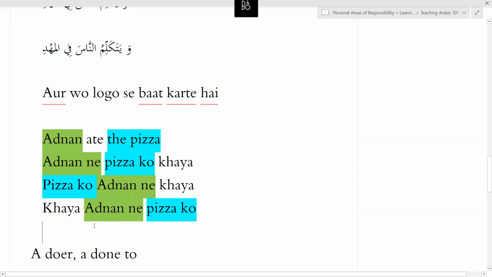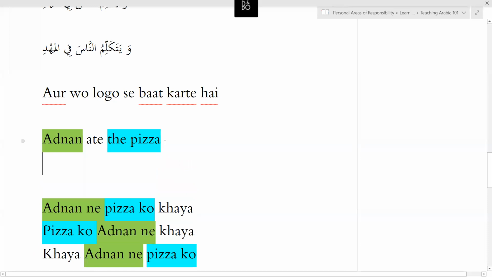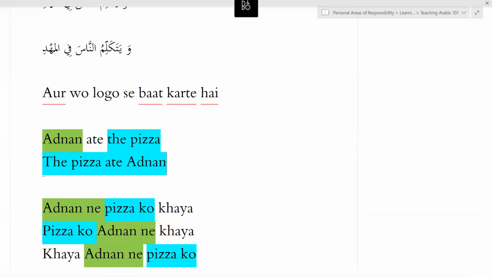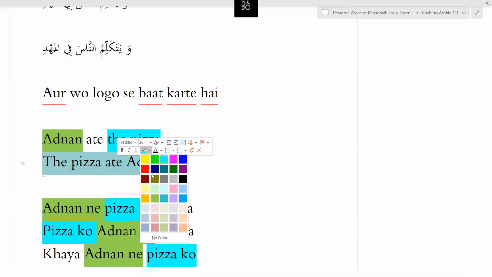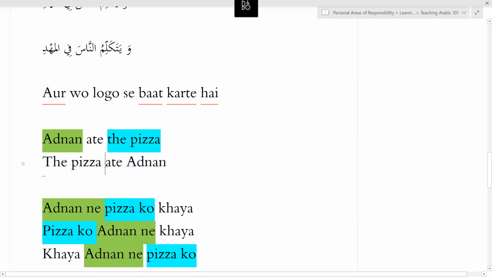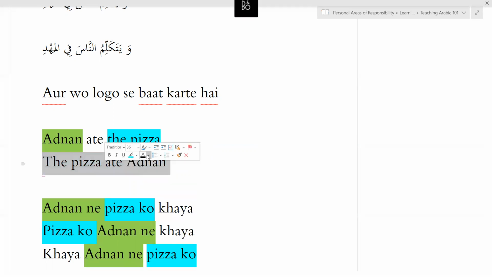In English, how would I say this? I can only say Adnan ate the apple. Can I say the pizza ate Adnan? I cannot move things around without changing something. Right, Adnan? This would be wrong. I have to change the sentence completely in English. English is a language where the order of the words is very important.